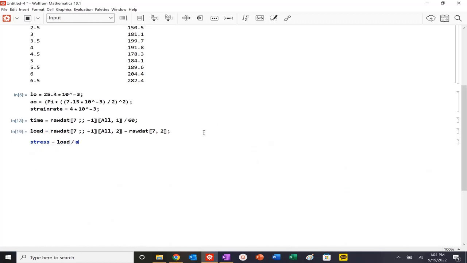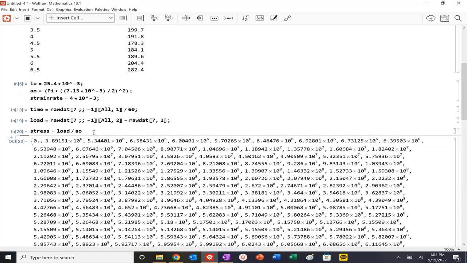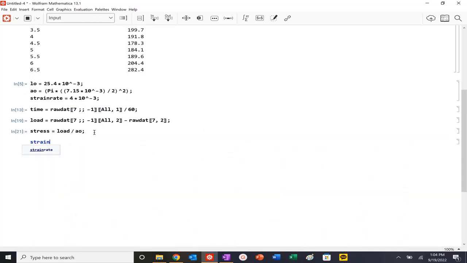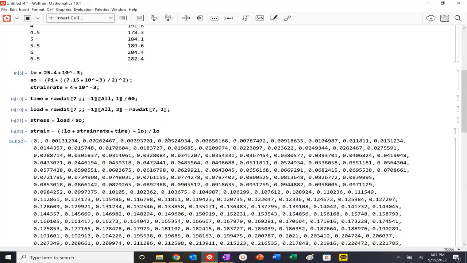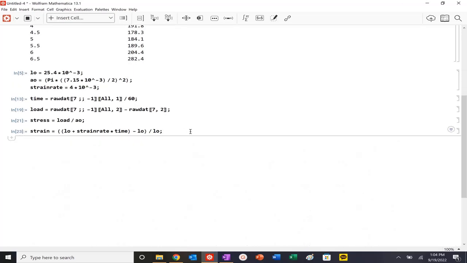And now my stress is going to be equal to load divided by A naught. That's my engineering stress, defined there. My strain is simply my L naught plus that displacement, which is equal to the strain rate times my time. Then I'm going to subtract my L naught and divide by the L naught to get my actual strain value. So let's divide by L naught, and that's my strain.